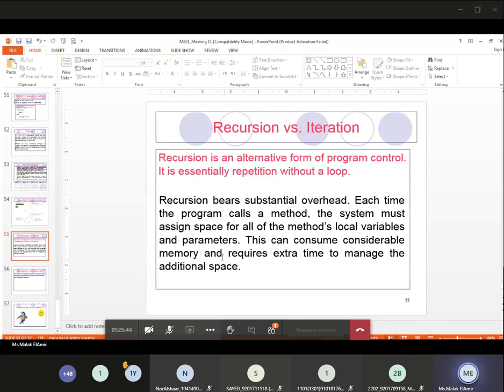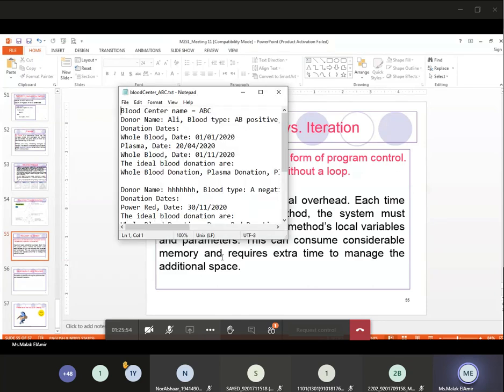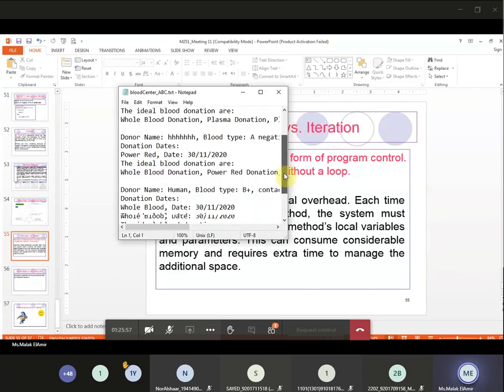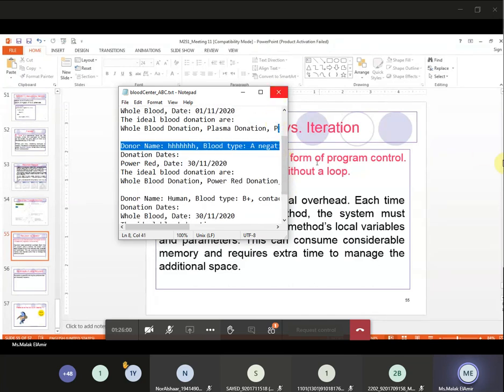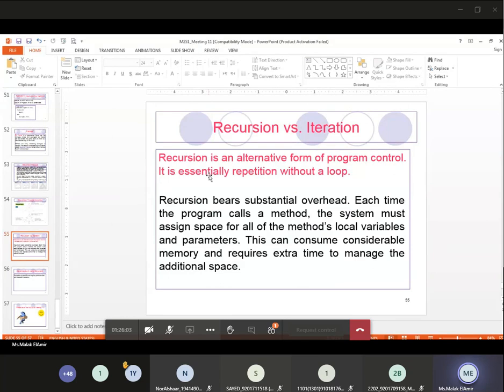But in the same case, recursion takes memory stack, because I am going to create the same function many times: second time, third time, and fourth time. So recursion is an alternative form of program control. It is essentially repetition without a loop. A recursion bears substantial overhead.